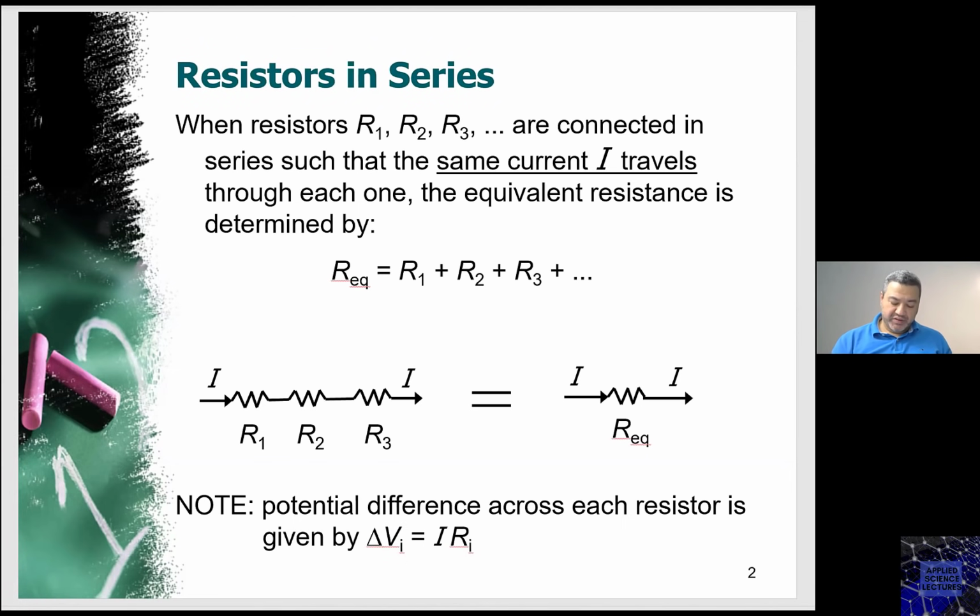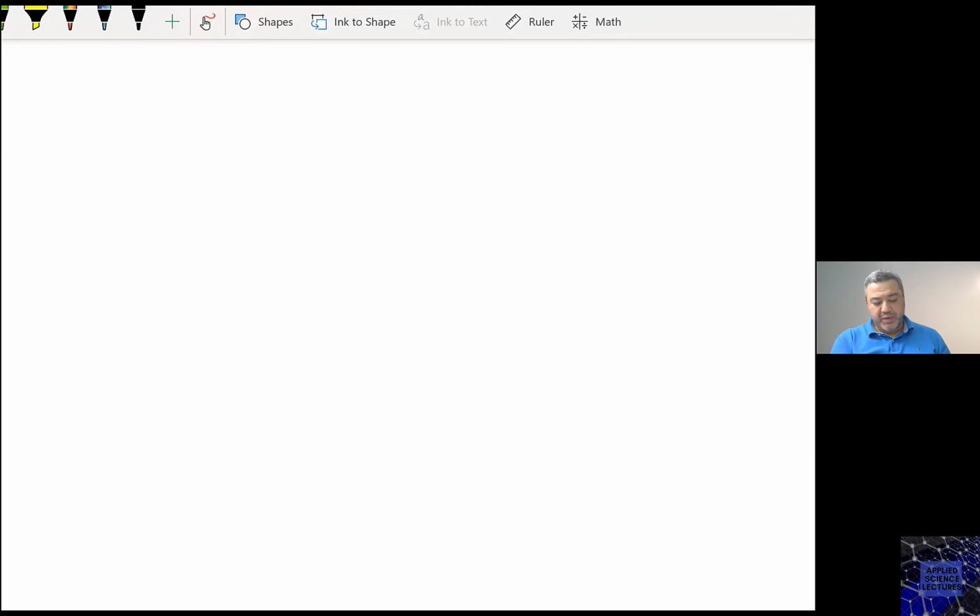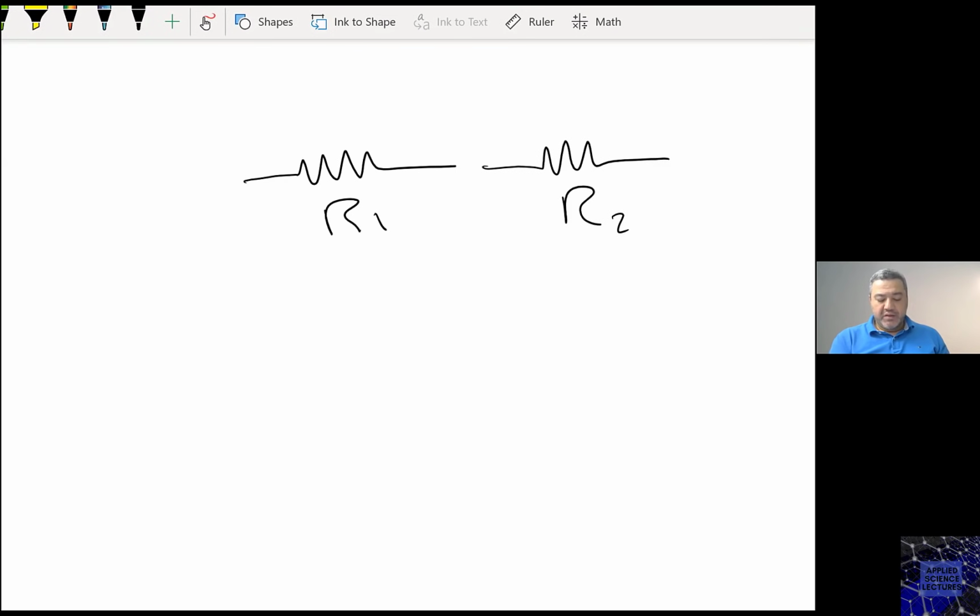When we have resistors that are connected in series, then the equivalent resistor would be the summation of those resistors. Now, what is the definition of the series? If I have a resistor that I'm calling R1, and then I have another resistor here that is R2. Now, if I connect those two resistors right here with no other components sharing this node, then I can call R1 and R2 connected in series.